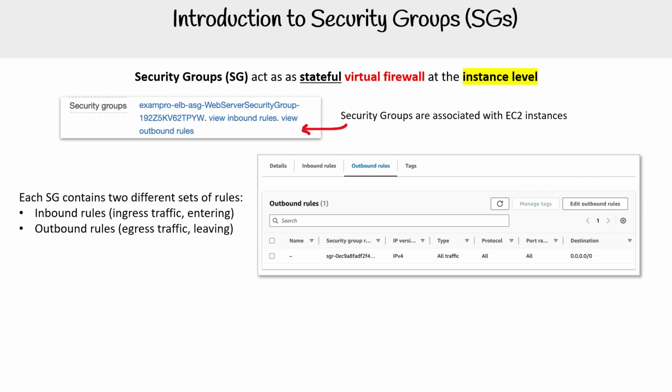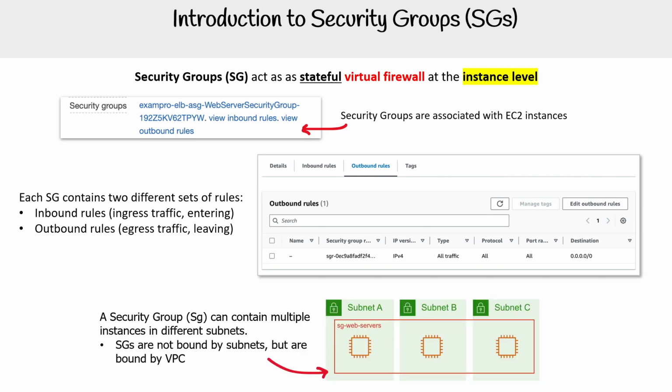Just like NACLs, they have outbound, inbound rules, so nothing exciting there. Security groups can contain multiple instances at different subnet levels. So security groups are not bound by subnets, but they are bound by VPCs, and so are NACLs. NACLs don't span multiple VPCs.